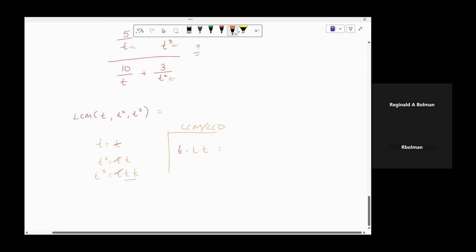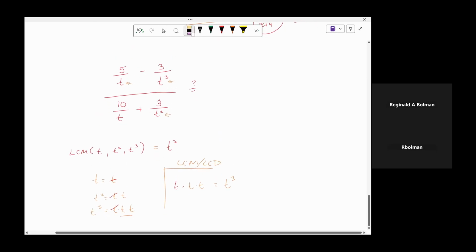So our LCM slash LCD is in fact going to be just the biggest factor here, or the t cubed. So what we're going to do with this information is that we're not going to try to add all of our fractions together, but instead we will make a simplification by multiplying the numerator and the denominator of our expression very carefully by a very special term. We will multiply the numerator and the denominator by the LCM over itself.